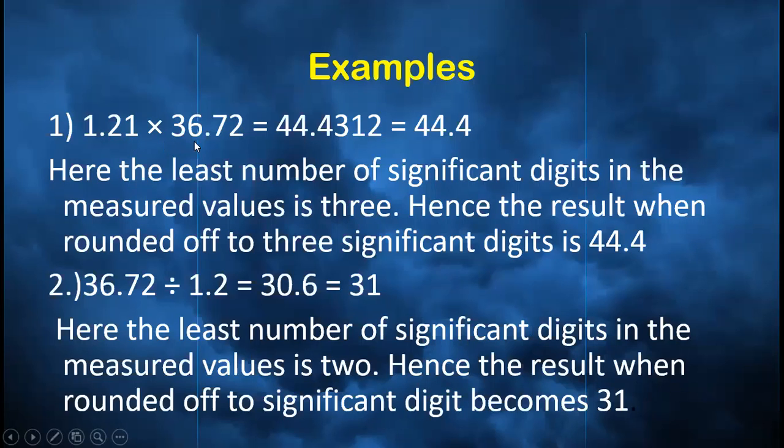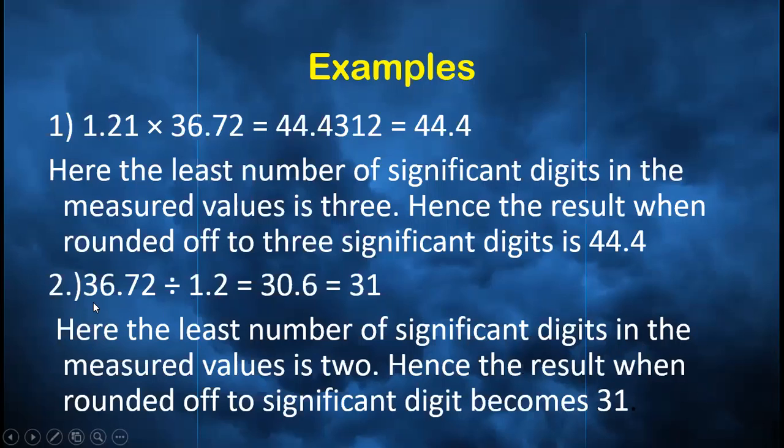So here we have 1.21 multiplied by 36.72. If we multiply, what we get here is 44.4312. So what is the least number of significant digits? Here this number has 3 digits and this number has 4 digits. So our answer should have 3 significant digits. So we have to round it off to 3 significant digits. We have to see the fourth digit. The fourth digit is less than 5, so we write the preceding digit just like that.